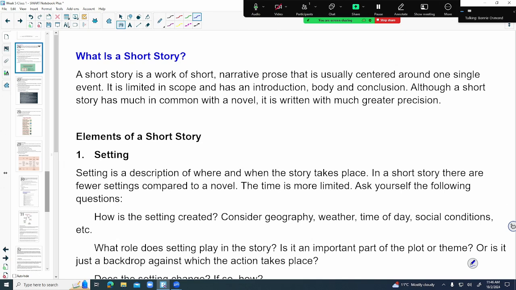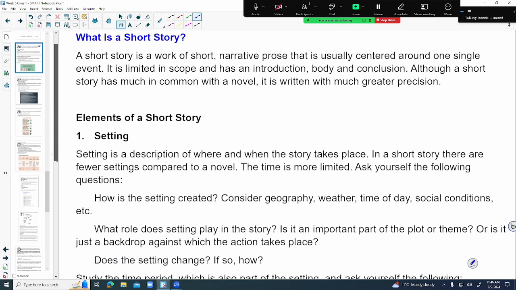So you're going to have one, maybe two characters in the story, one main character, because you want to keep it short. It is limited in scope, and has an introduction, just like any story, body, and conclusion. Although a short story has much in common with a novel, because it's a story, it is written with much greater precision. Okay? It's more succinct, it's shorter, and it gets to the point a lot faster.